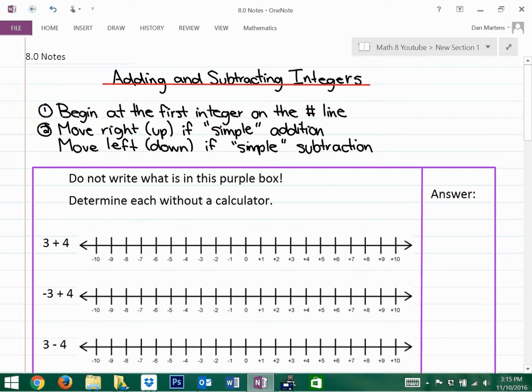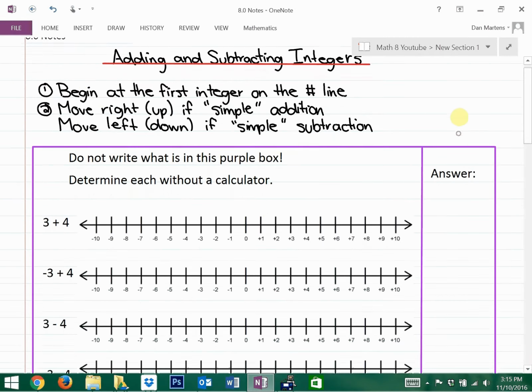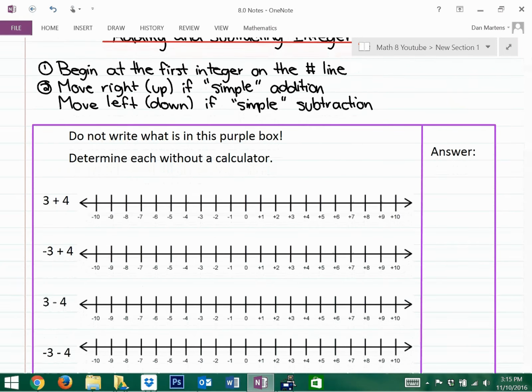Begin at the first integer on the number line, and then move up the number line, or to the right, if it's equivalent to simple addition. We'll talk about simple addition later on. And we're going to move left or down the number line if it's simple subtraction. So let's look at a few examples. We're going to start at the first number, move up the number line if it's simple addition, and down the number line if it's simple subtraction.